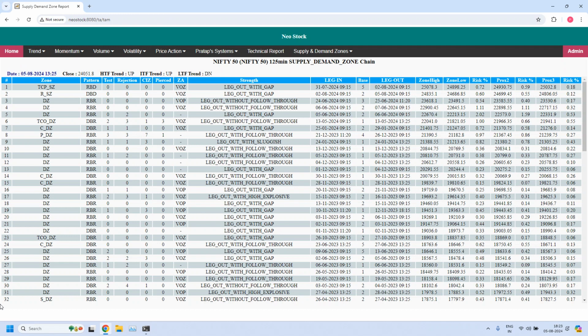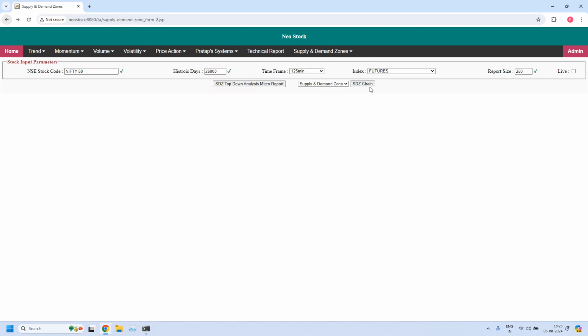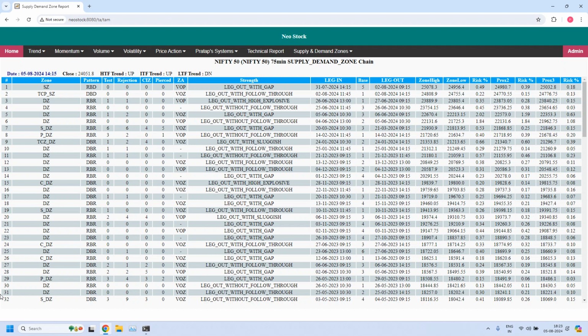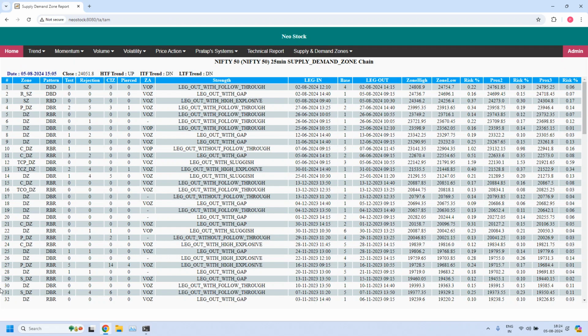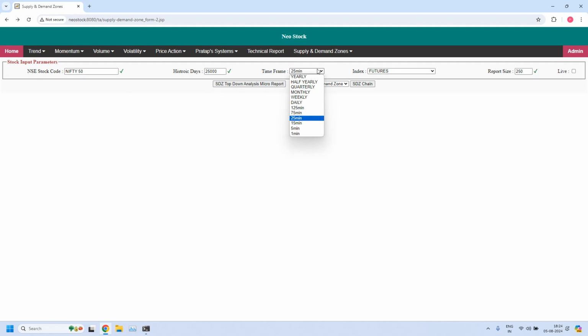I am generating the 125 minute supply demand zone chain for NIFTY. And the next time frame is 75 minutes. I am generating the 75 minutes supply demand zone chain for NIFTY. And the next time frame is 25 minutes. I am generating the 25 minutes supply demand zone chain for NIFTY. And the next time frame is 15 minutes. I am generating the 15 minutes supply demand zone chain for NIFTY.